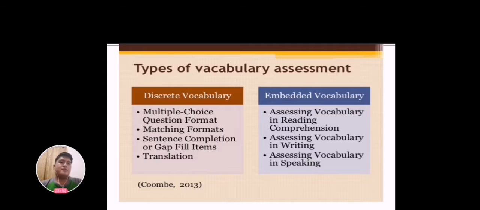So these are the types of vocabulary assessment. So we have discrete and embedded vocabulary. For discrete vocabulary, we have multiple choice question format, matching formats, sentence completion or gap fill items, translation. For the embedded vocabulary, we have assessing vocabulary in reading comprehension, assessing vocabulary in writing, assessing vocabulary in speaking.